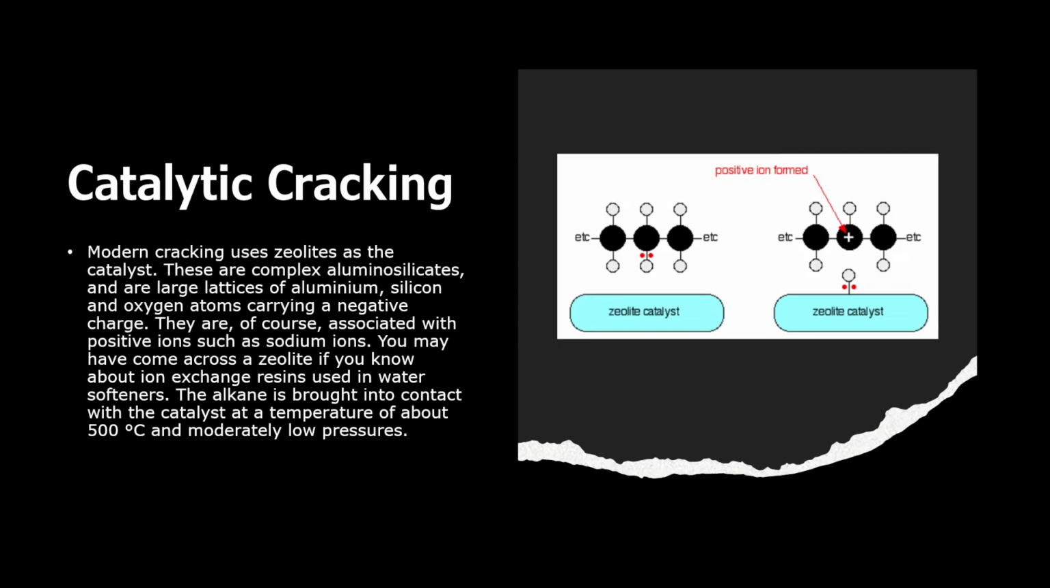Now, catalytic cracking. Modern cracking tends to use zeolites as a catalyst, right? They're aluminosilicates, really aluminosilicate complexes. You're going to be looking at it a little more in depth in Module 3 when you look at the crude oil industry, right? So you use zeolites, which are a type of catalyst that helps with the reactions that happen.